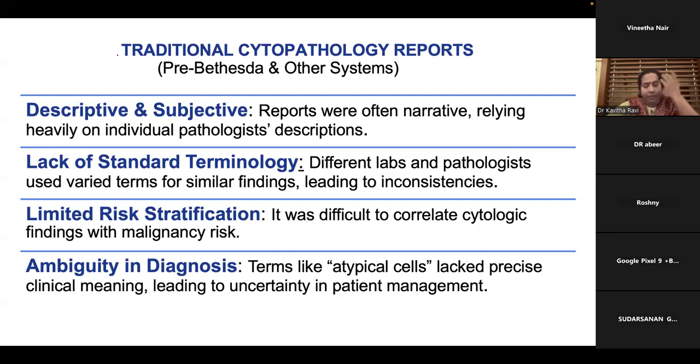Then there was always an ambiguity in diagnosis, because when the pathologist is not sure whether the cells are malignant, we just term them as atypical cells. And the clinician also, if they don't have a clinical diagnosis as to whether benign or malignant, that result became an ambiguous report.